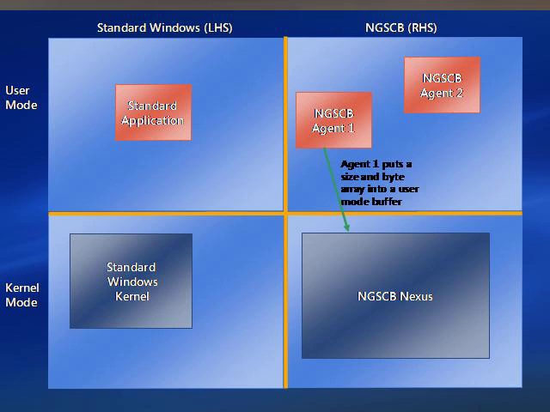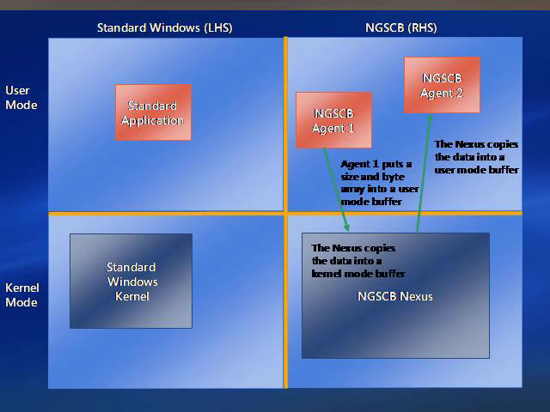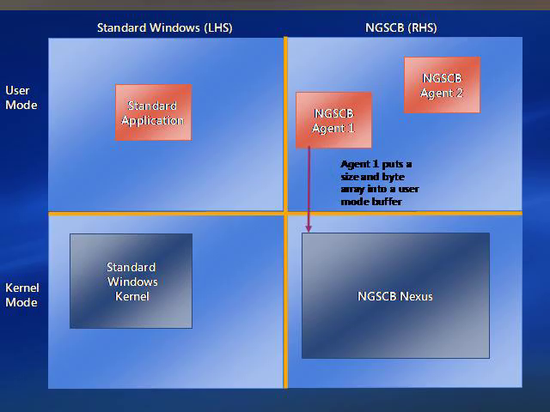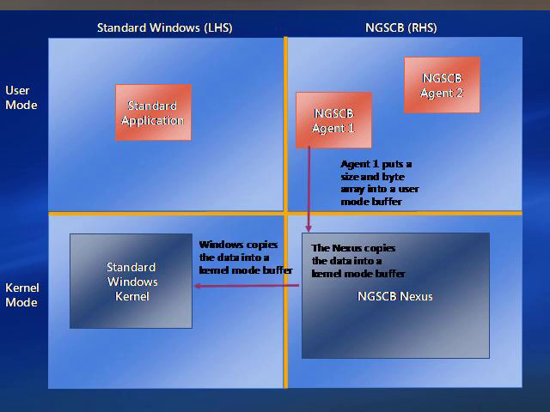So a little bit about how IPC works. Simple picture, you've got your standard Windows application and you've got two agents. If the first agent wants to speak to the second agent, it simply copies a byte array over to the Nexus. The Nexus puts this in a kernel mode buffer and sends it over to the other agent. We, of course, have detailed APIs that handle a lot of this for you. Similarly, if you want to talk to a standard Windows application, same process, only this time the Nexus sends the message over to the standard Windows kernel so that it can make sure it gets to the standard application.